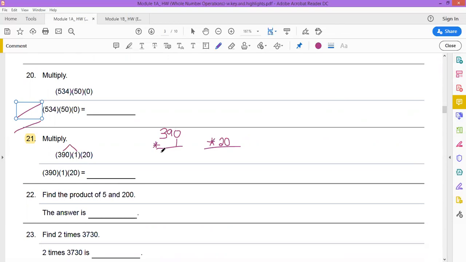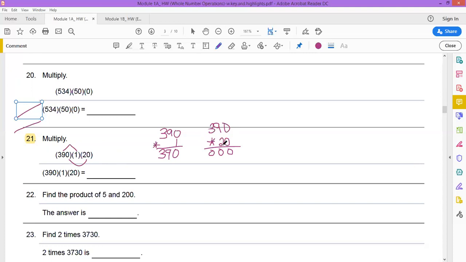So 390 times 1, 1 times 0 is just 0. 1 times 9 is 9. 1 times 3 is 3. So you get 390. Now we'll take 390 and multiply it by our third digit, which is 20. 0 times 0 is just 0. 0 times anything is 0. So 0 times 9 is 0. 0 times 3 is 0.